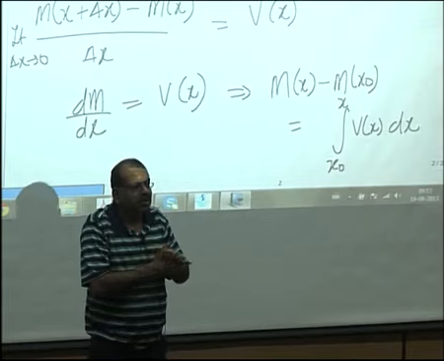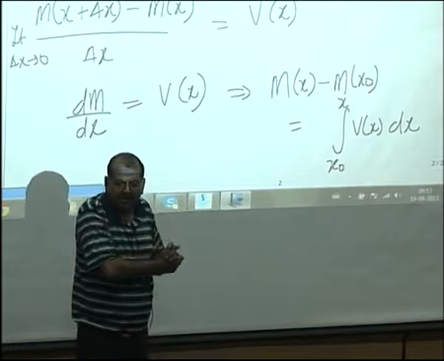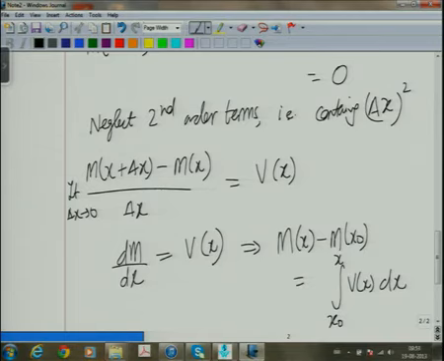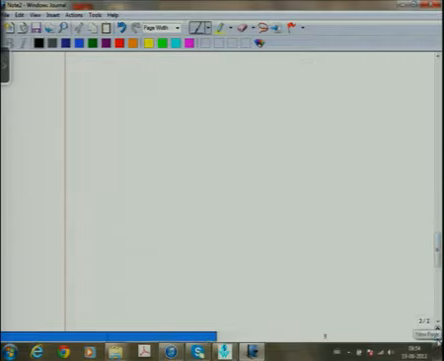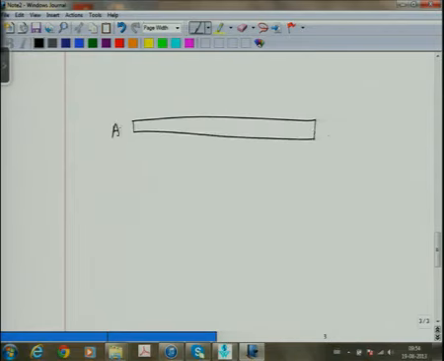I will take one more example on shear force and bending moment before I finish this, but we have completed the theory. Let us have another example where a couple of more things will be illustrated. So let us take a beam which I call AD. I will give these dimensions first.